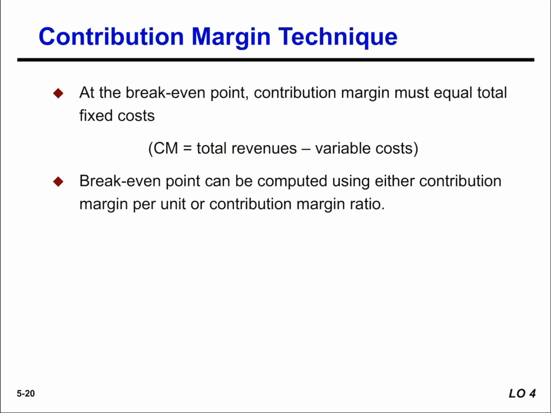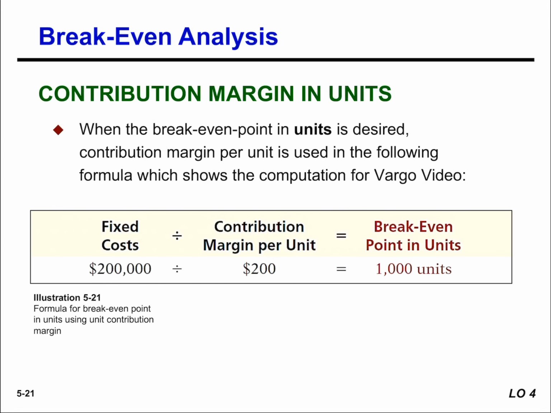So if we think about it more from a contribution margin technique, what we realize here is that our total revenues minus our variable costs give us contribution margin. And again, we want to think about how that ratio fits into this. So we said that the fixed cost, $200,000, divided by the contribution margin per unit of $200 gives us our 1,000 units. So if I want to figure out what my break-even in units is, I'm going to think about the contribution margin per unit.